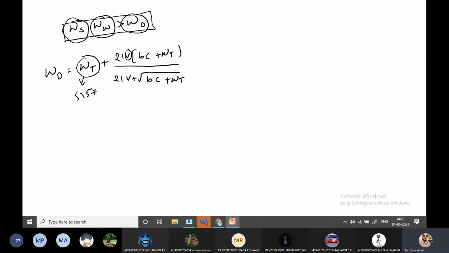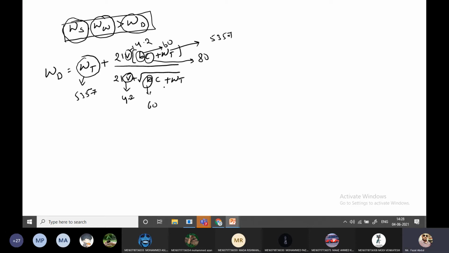Now velocity, we already calculated pitch line velocity as 4.2, and B is the face width, just now we calculated 60, and the C value is already given in the question. The question itself gives that, 80. WT we calculated in the previous case, 5357 newtons. Pitch line velocity 4.2, this one we calculated. This one is 60.